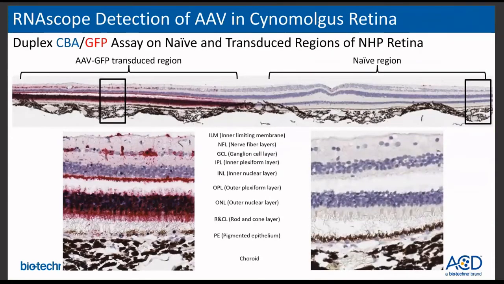So for RNAscope detection of AAV in homologous retina, we utilize RNAscope to detect the vector driving GFP transgene expression under control of the CB promoter. And then this was injected subretinally into the eyes of homologous monkeys. So these RNAscope probes were designed to target either the CB promoter, which is the DNA sequence of the AAV vector, or GFP transgene mRNA.